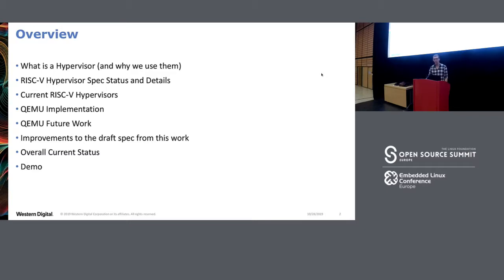I'll start with what a hypervisor is quickly, why we use them, and why they're exciting. Then I'll talk about the RISC-V hypervisor spec, the current status and details about it. Then I'll go over the current RISC-V hypervisors that exist, the QEMU implementation, the QEMU future work, improvements to the draft spec that came out of all this, or at least from the QEMU side, the overall current status, and then if we have time, a demo and questions.